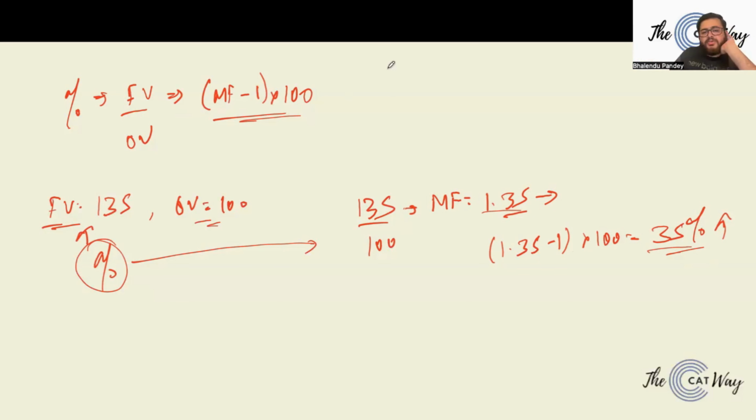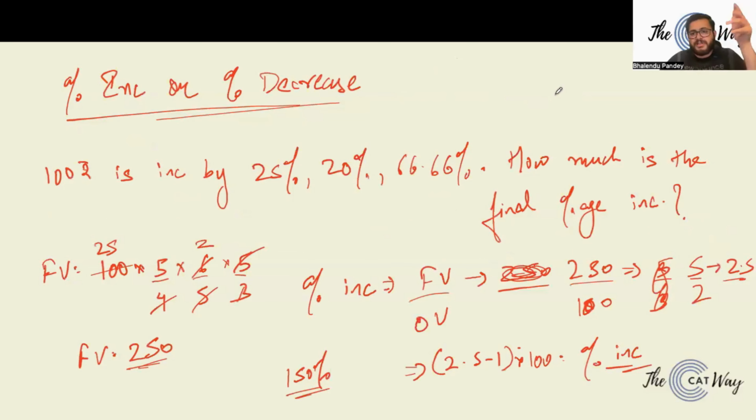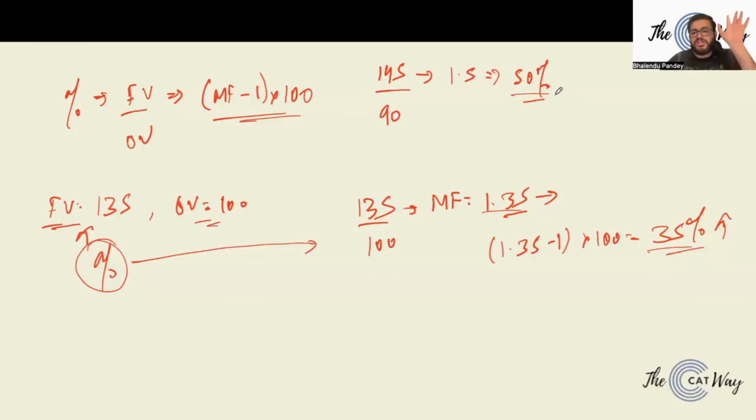Whatever value you have, let's say you have a 145, final value is 145, original value is 90. You have to calculate that how much percentage is 145 more than 90. Multiplying factor turns out to be 1.5. Subtract 1, you are left with 0.5. 0.5 into 100, 50%. Right? So this is another form of multiplying factor. Right? So to calculate by how much percentage one value is more than the other, the only thing that you are required to do is final value divided by original value. Whatever multiplying factor you get, subtract 1 from it, multiply it with 100, you will get the percentage increase part. Right? You will get percentage increase.